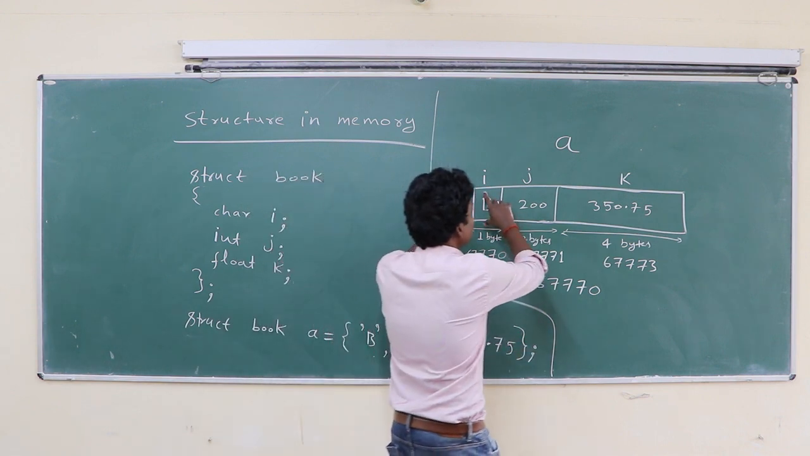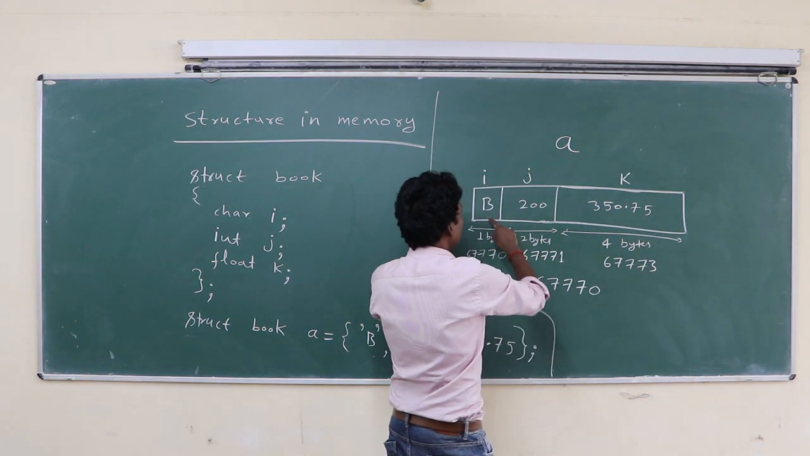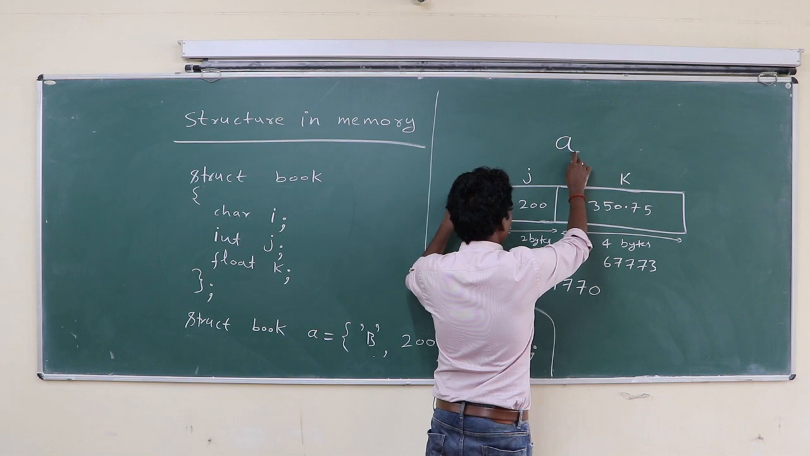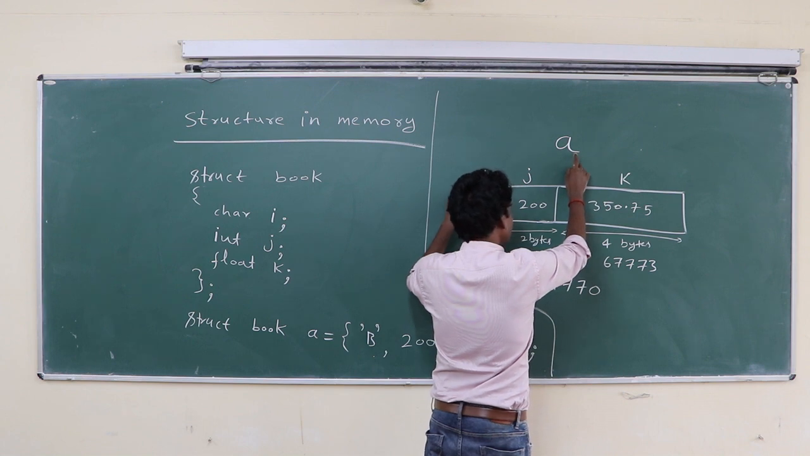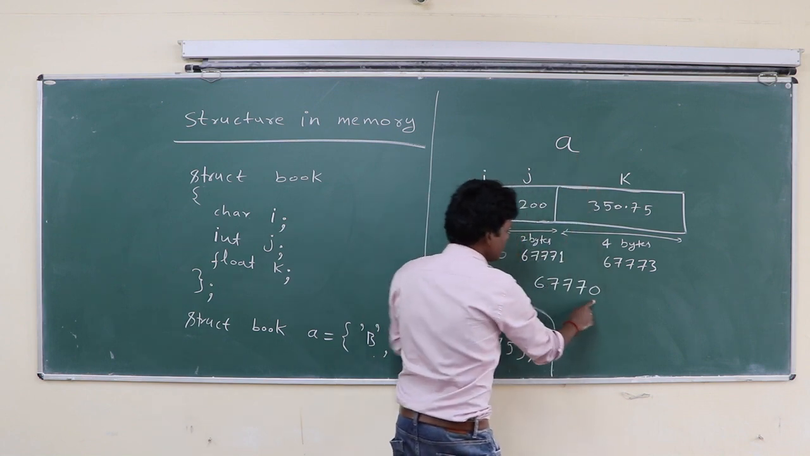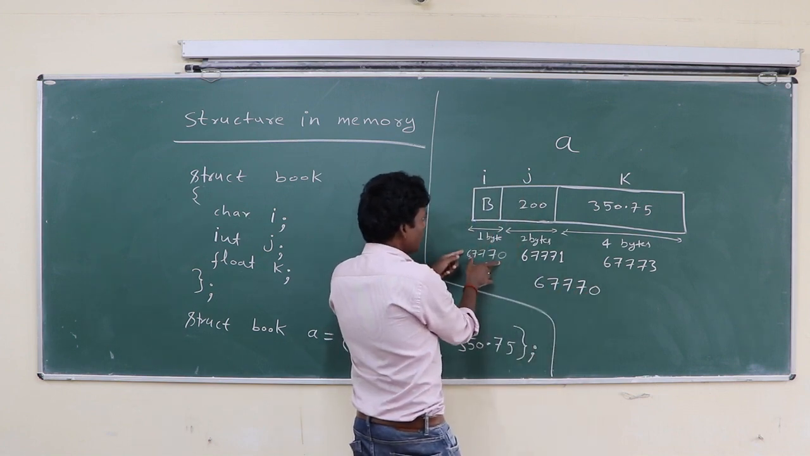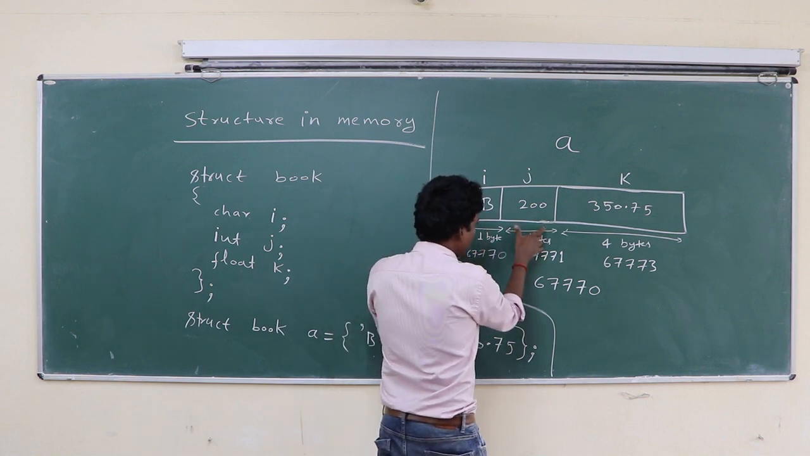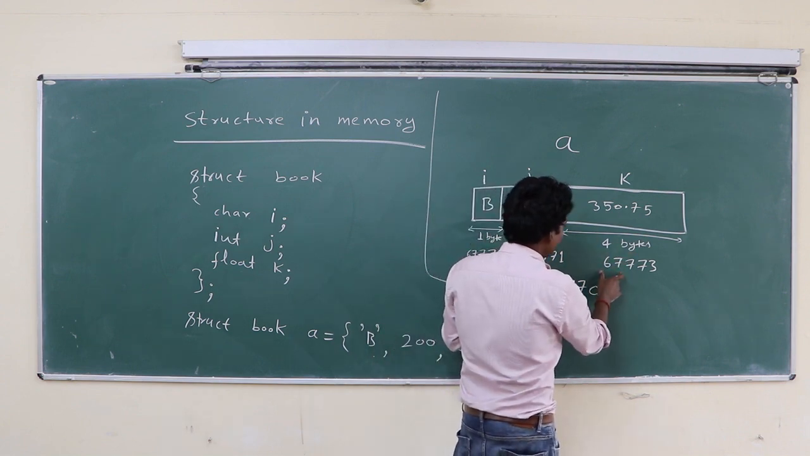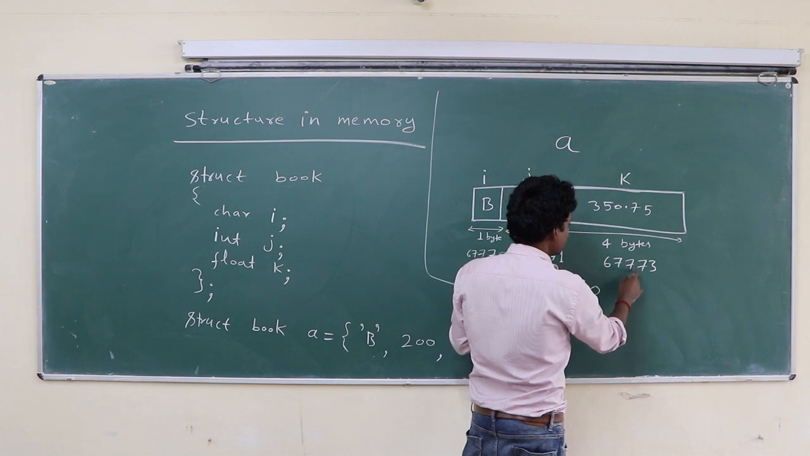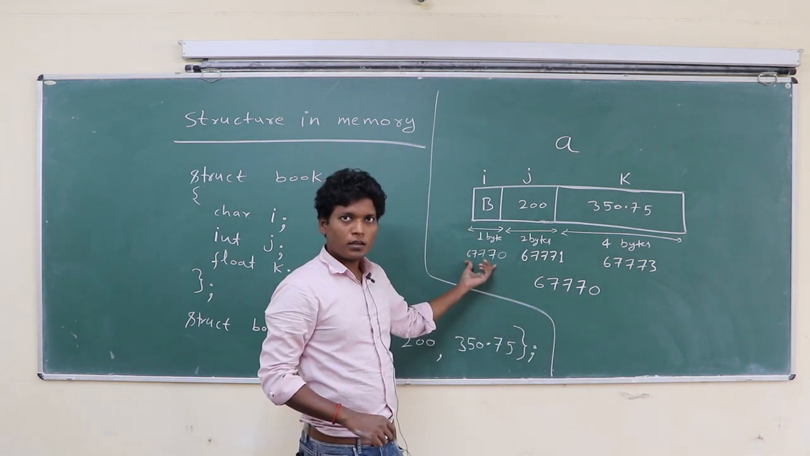Okay class, so how is this structure in memory? Here there is a block reserved in the memory. This is a block reserved in memory, and this memory location has a name A, that is the structure variable, because a variable is also a name of a memory location, and this is the overall address. This overall address becomes the base address of the first block, and since it is 1 byte, the next block address is 67771. Since it is 2 bytes, the next block address becomes 67773. Okay class, this is the overall address, it becomes the first block address.